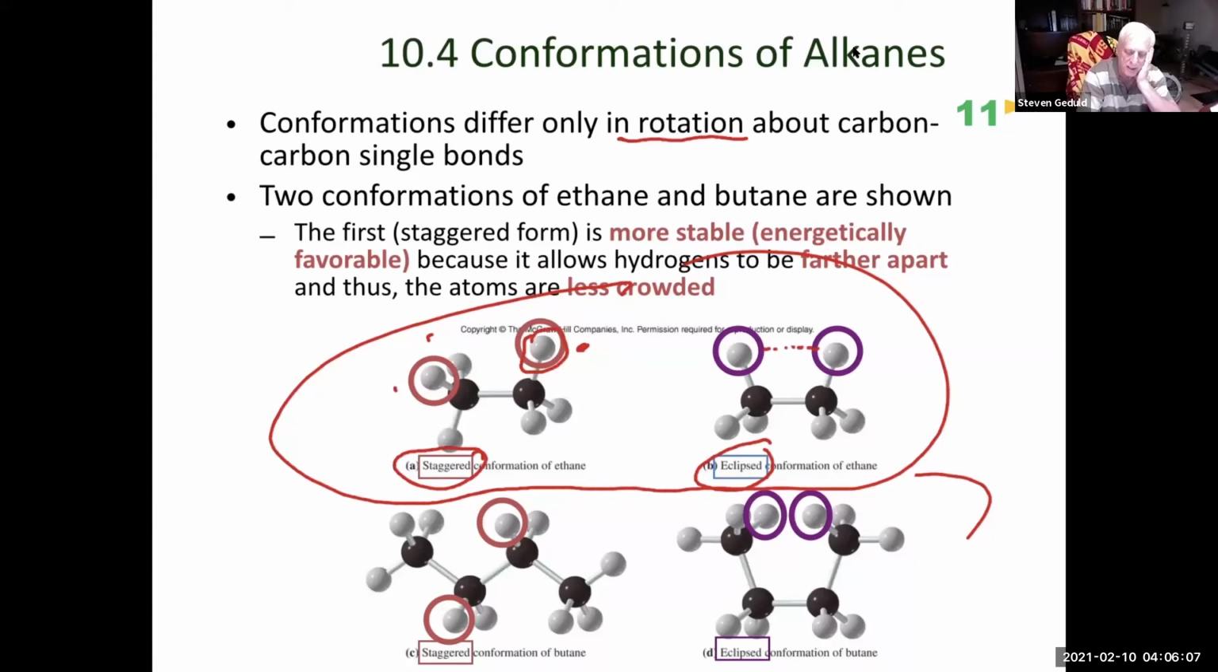And you can have this with 4 carbons too. You can have the staggered form, where you have down, up, down, where they're away from each other. Or you can have the eclipsed form when they come into close contact with each other. The staggered form is always more stable. It's more energy favorable, because it's not forcing the hydrogen atoms to be close to one another. Is that making sense? They're allowed to rotate in 3 dimensions, but some configurations are more stable than others. And staggered makes a more stable configuration.